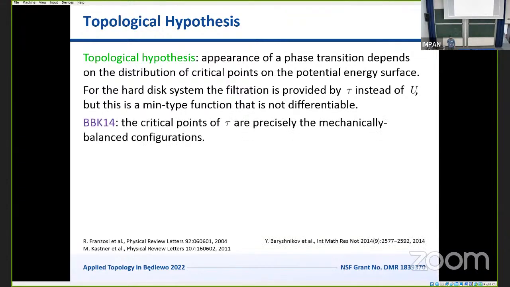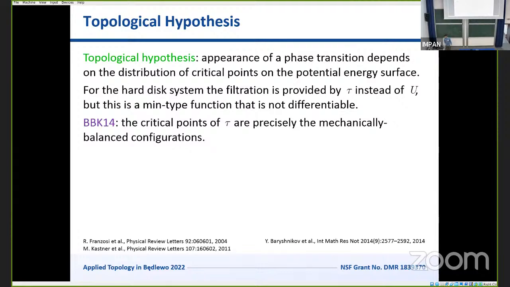So what do we do? Well, this was a result by Baryshnikov, Bubenik, and Kahle back in 2014. They were thinking about precisely these problems. This might have been the same paper where they actually defined this topological function tau. They said that if you've got this kind of min-type function, then the critical points of that are defined in the sense of attaching handle bodies. So I know that I attach a handle body when I pass from this value to this value, and I have such and such critical point in the middle.